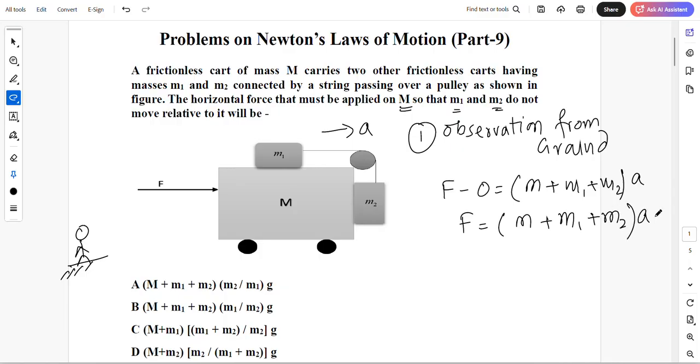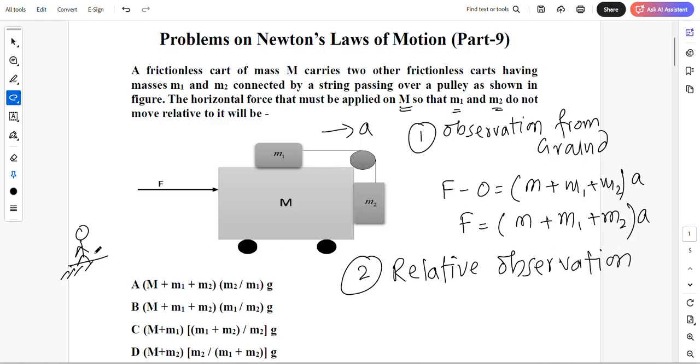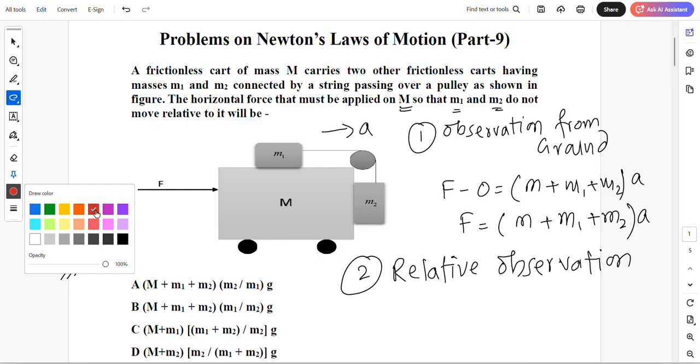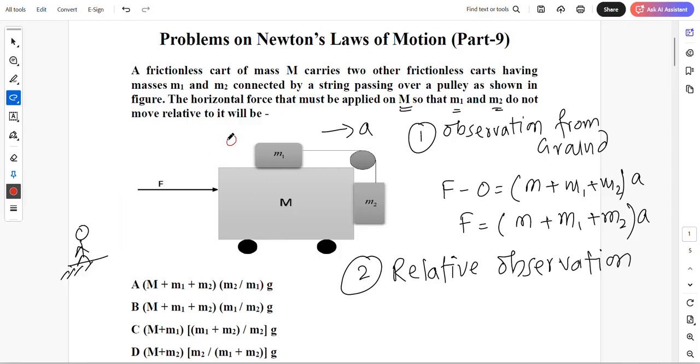Now, we do not know a. We have to calculate a. How to calculate acceleration? We have to do relative observation to calculate acceleration. Now, to do relative observation, what we have to do? We have to go and stand here.